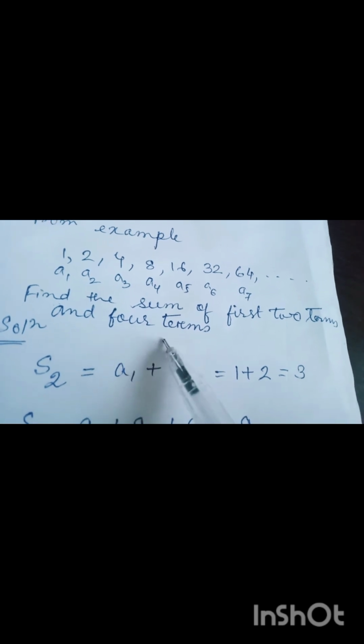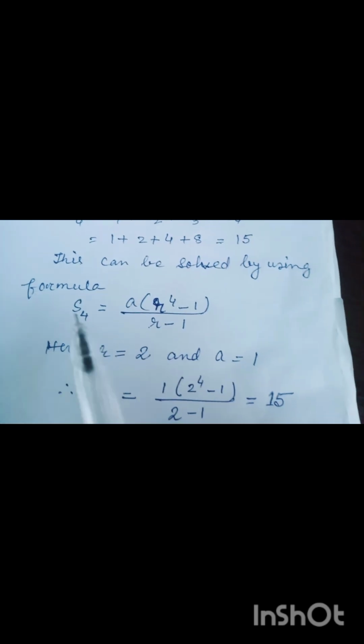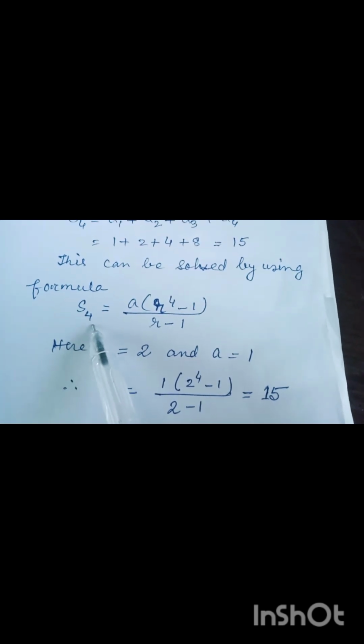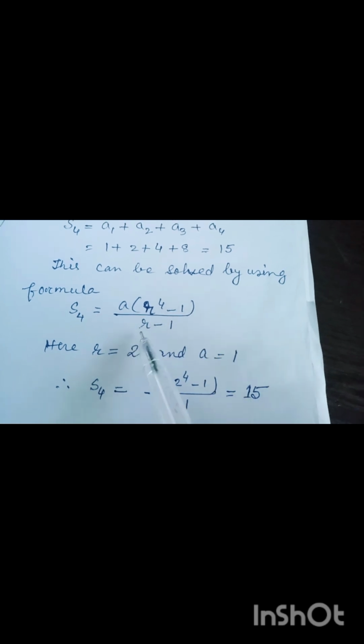And also we are asked to find the sum of four terms. What is the sum of four terms? We have to add A1 plus A2 plus A3 plus A4. We can put the values directly, giving 15. But we have this formula, and we can use it to solve in this manner. This can be solved by using the formula a times r to the power 4 minus 1, divided by r minus 1. We are asked to find the first four terms, so n is equal to 4.